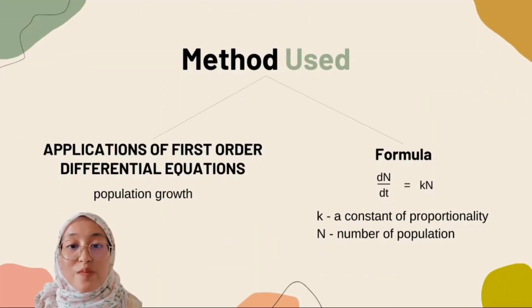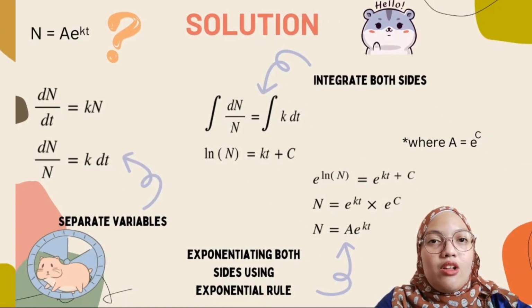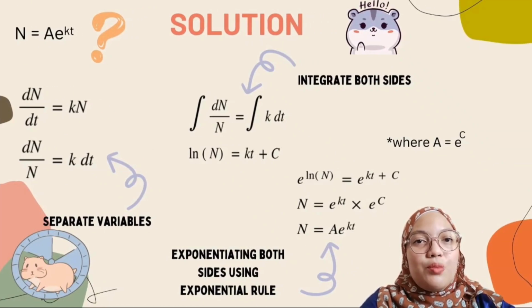So, to solve this problem statement, the method that we use is applications of first-order differential equations, which is population growth. And the formula that we use is dN/dt equals kN, where k is a constant of proportionality and N is the number of population. My name is Safia Balkis and I will be explaining the solution to our problem today.